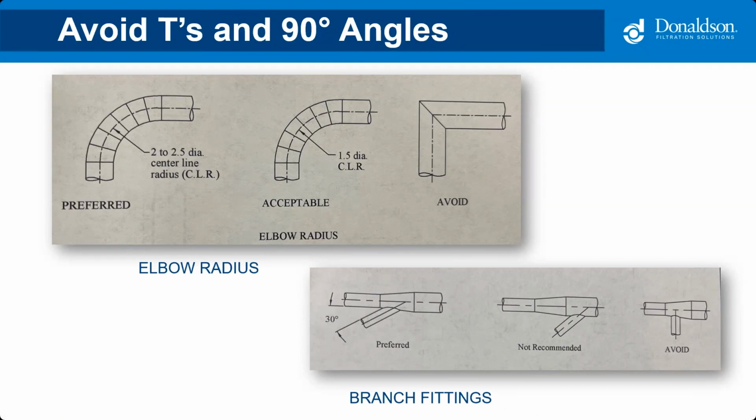30-degree and 45-degree branch entries are recommended, and we also recommend putting the branch entry into the transition piece, which is shown above in the branch fittings.